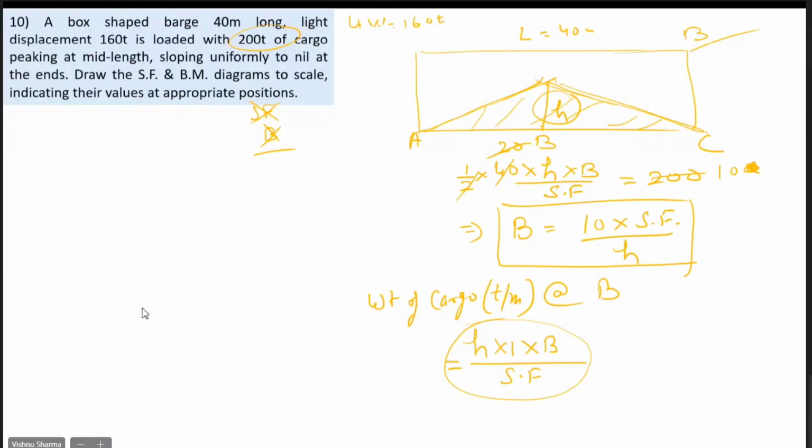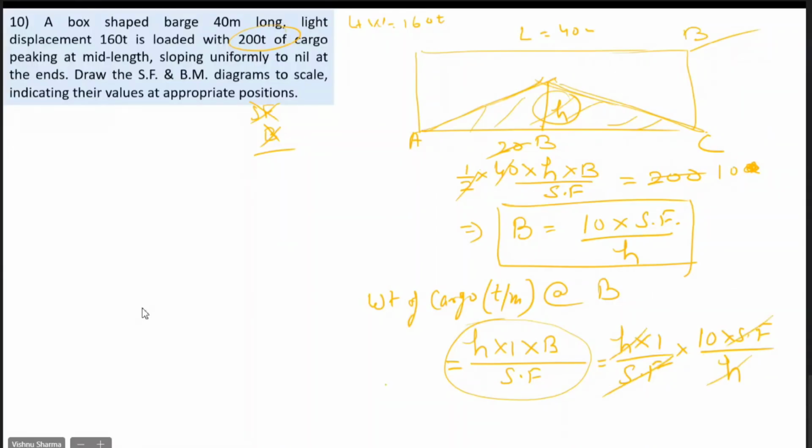Please speak up. Do you agree with me? Weight of the cargo per unit length at B is H into 1 into B upon SF, yes or no? Yes, sir. We replace the value of B here from the above expression. So H into 1 upon stowage factor, and B is given as 10 into stowage factor upon H. Now stowage factor and stowage factor gets cancelled.